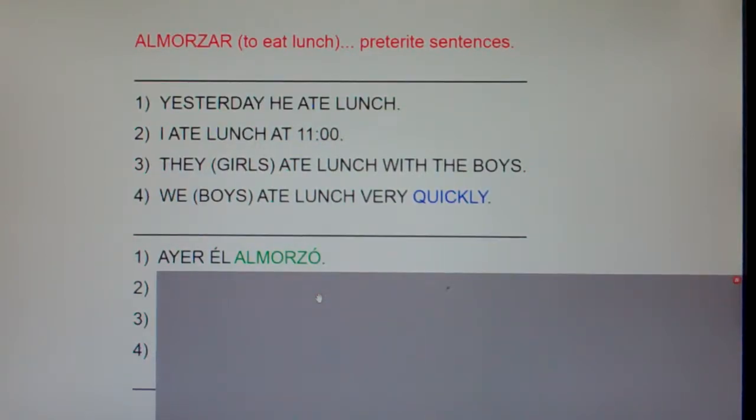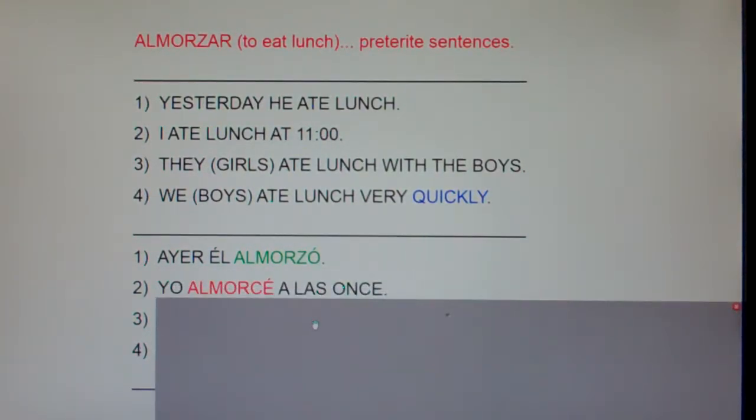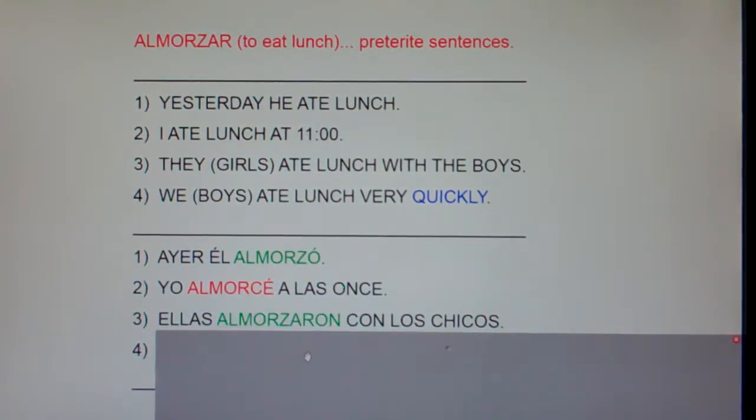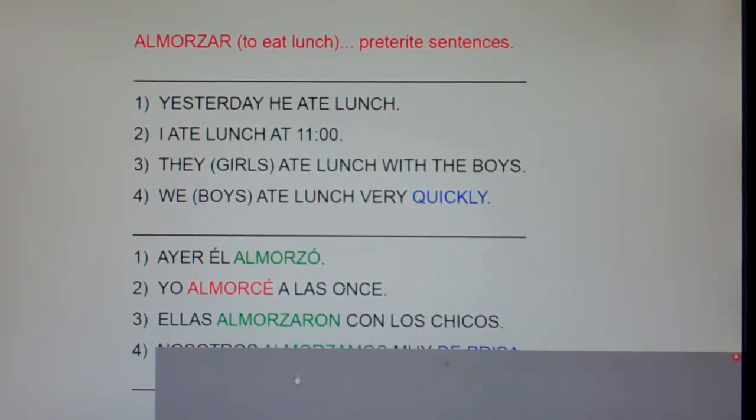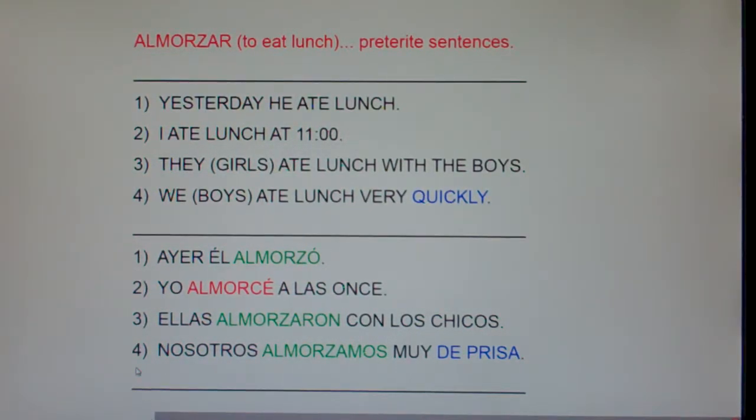Number 2, I ate lunch at 11 o'clock. Yo almorcé a las 11. Number 3, they ate lunch with the boys. Ellas almorzaron con los chicos. And finally, number 4, we ate lunch very quickly. Nosotros almorzamos muy deprisa.